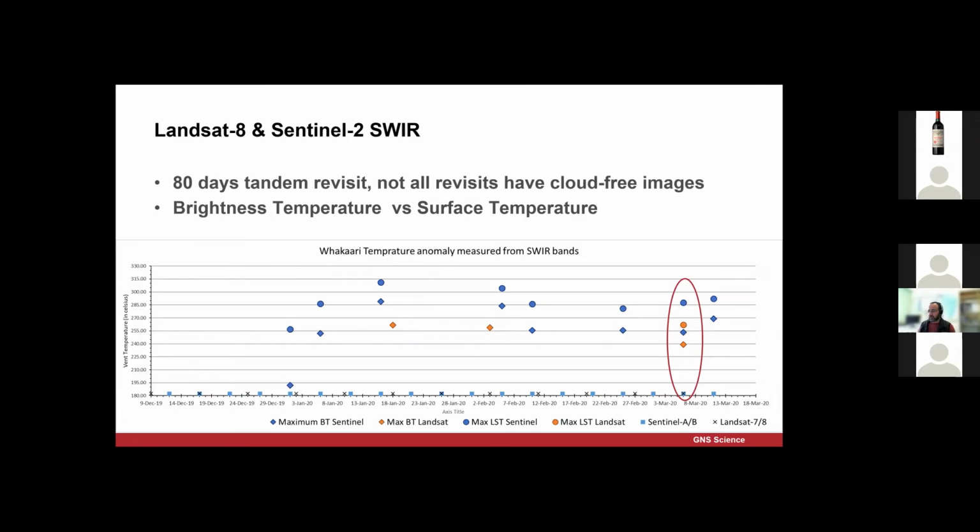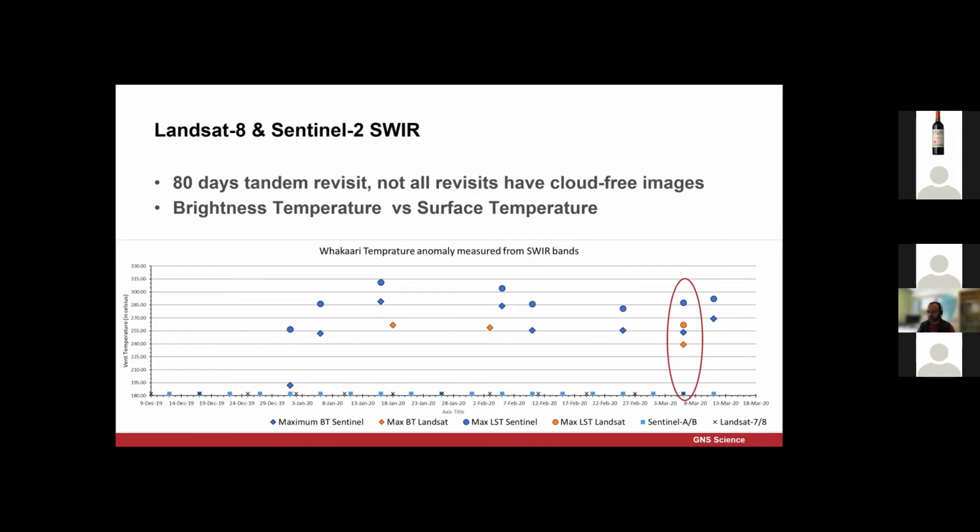Based on that, we have looked at some of the initial data, and some of the data we still have in process. So the 6th of March 2020 image was one such visit when both satellites have captured Whakaari Island, and it has been calibrated into surface temperatures and brightness temperatures. The values are much different.